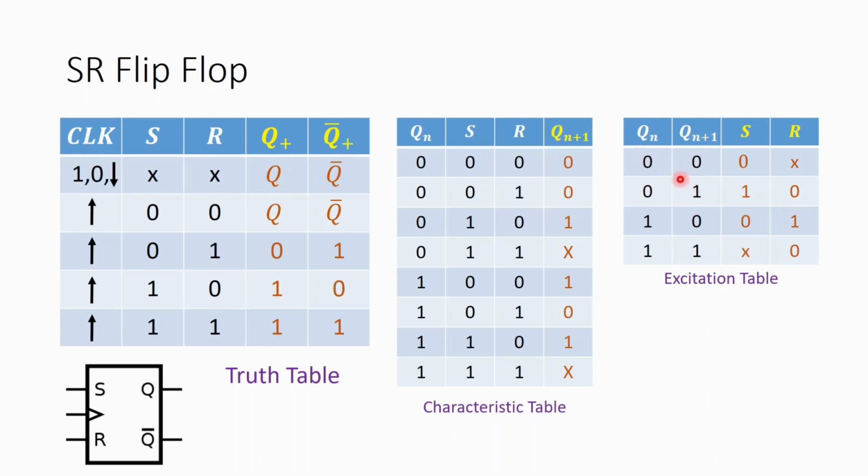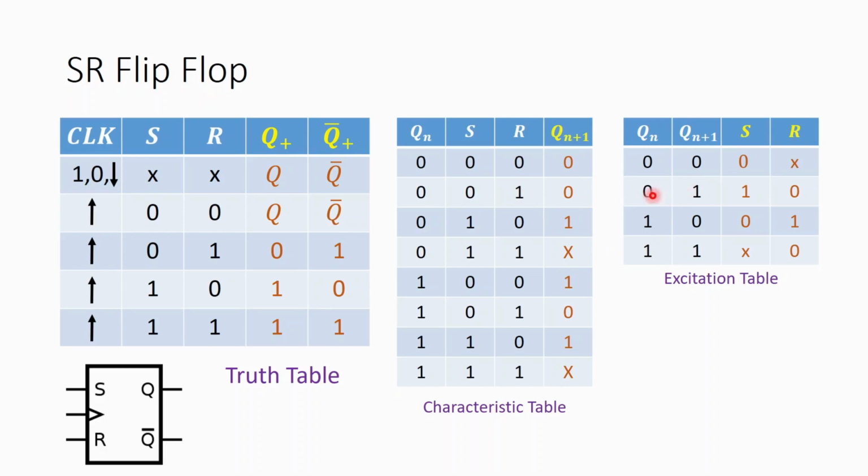So for this, you basically have to look into the characteristic table. So you have a 0, you want to go to 0. You see that when Qn is 0, at that condition Qn plus 1 is also 0. Qn plus 1 is 0 at these two particular conditions, and in these two particular conditions, S has to be 0, R can be either 0 or 1, does not matter. You see, S is 0, R is don't care.